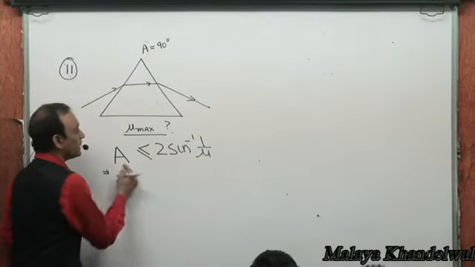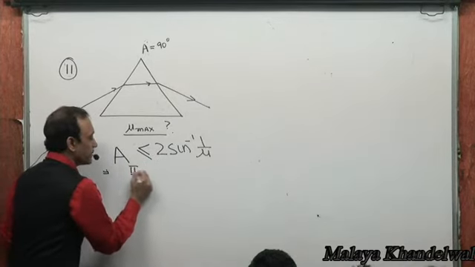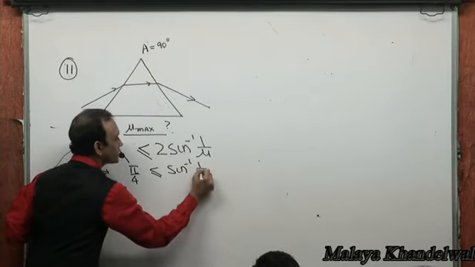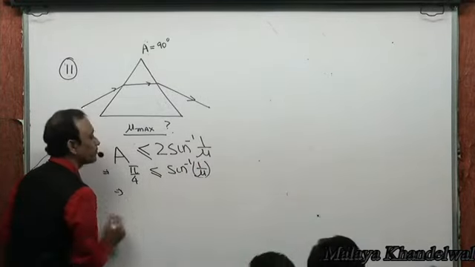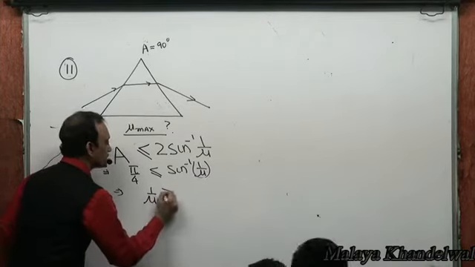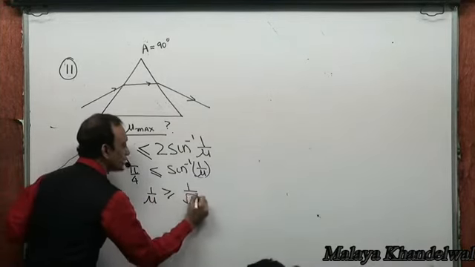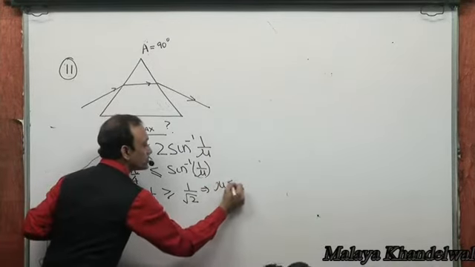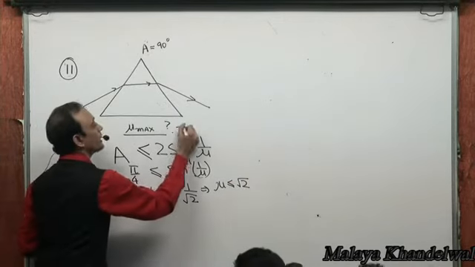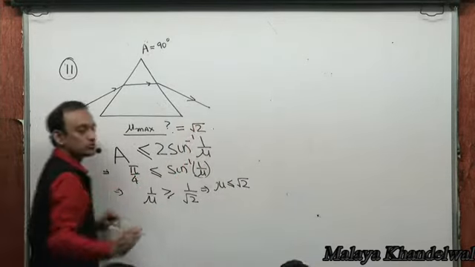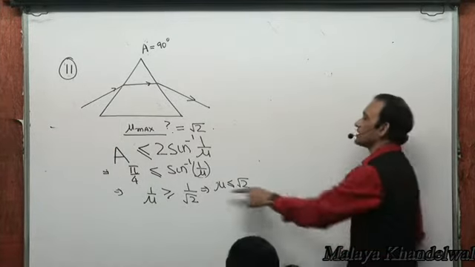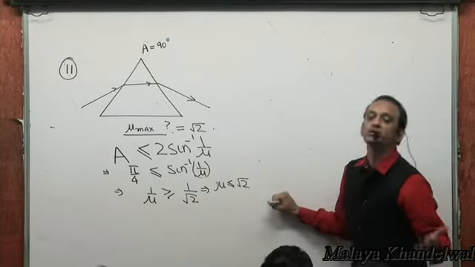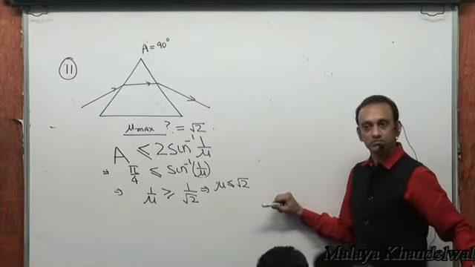So A by 2, which is 45 degrees, pi by 4, is less than or equal to sine inverse 1 by mu, with A equal to 90 degrees. That means 1 by mu will be greater than or equal to sine 45, which is 1 by root 2, right? Or mu less than or equal to root 2. That means mu max is root 2. As long as mu is less than or equal to root 2, then for this angle of the prism, you will find emergence from the prism. Clear?